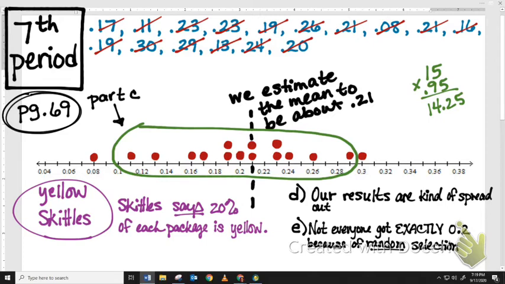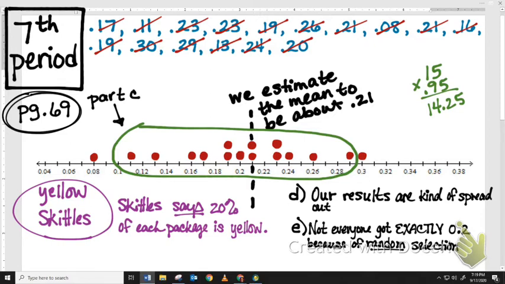So if the true population proportion really is 20% yellow, I would expect when I do a random sample that some would be more, some would be less, some are going to be right on. Did we have anybody that got exactly 0.2? We had one person right there. Yes, ma'am. Oh, yes, you had exactly 0.2, which I thought was awesome. Were there people that were close to 20%?